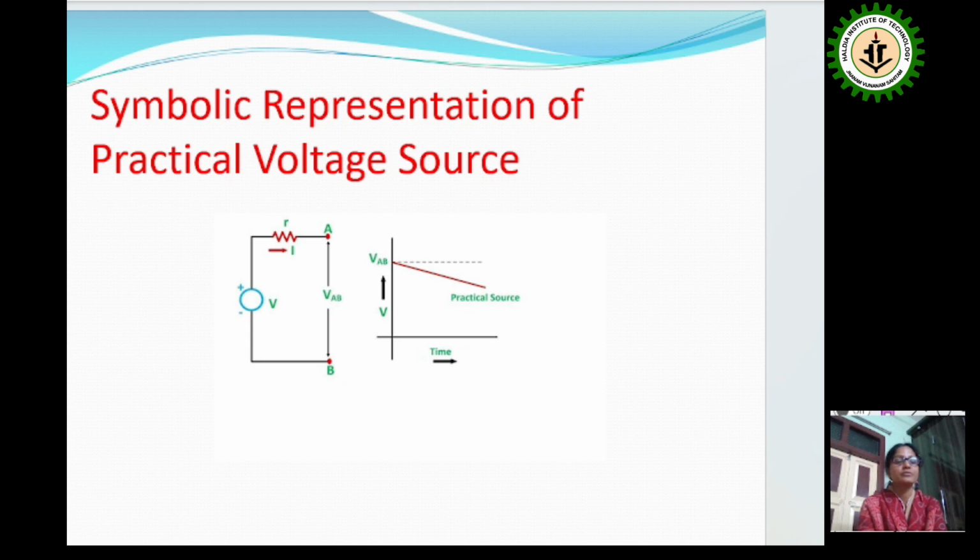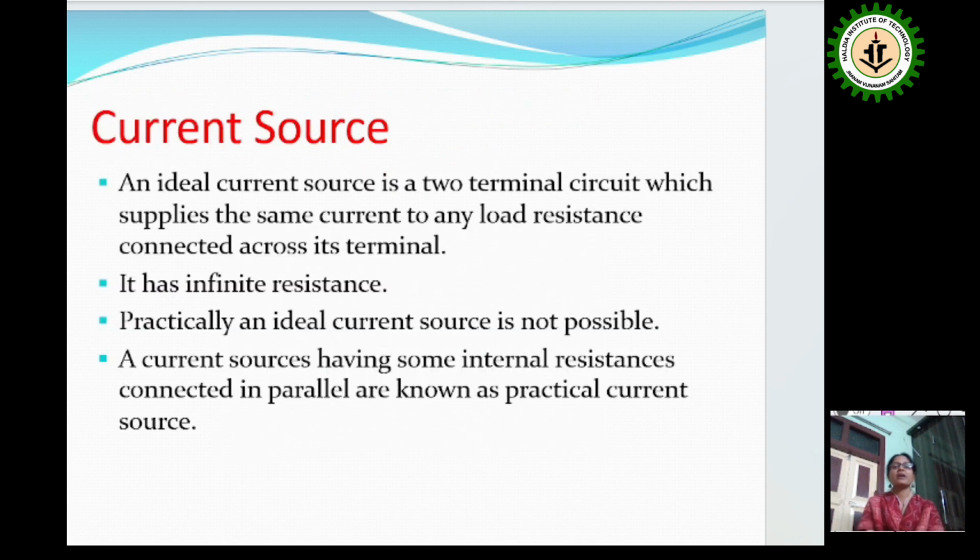Now the current source. First we discuss the ideal current source, after that the practical. What is an ideal current source? An ideal current source is a two-terminal circuit which supplies the same current to any load resistance connected across its terminal. It has infinite resistance. Practically, an ideal current source is not possible. A current source having some internal resistance connected in parallel is known as a practical current source.